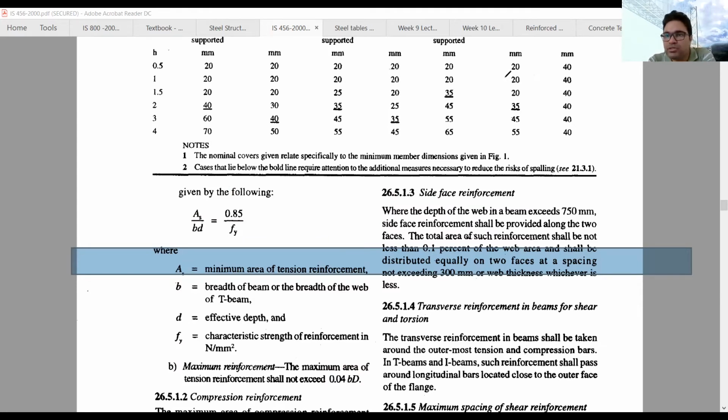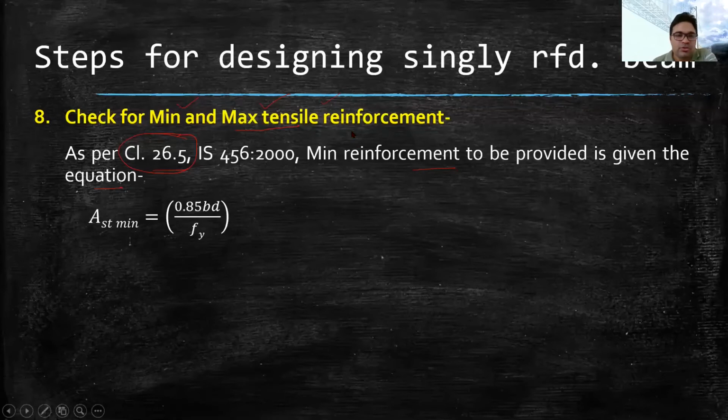Now moving to the slide again. So the formula that I have shown you in the IS code, I have modified this in terms of AST, which is 0.85 BD upon FY. So we will calculate that.